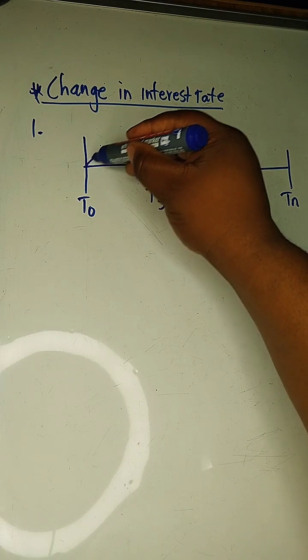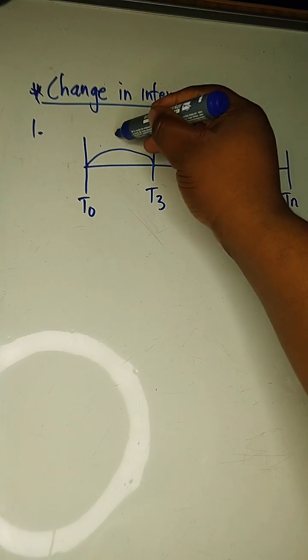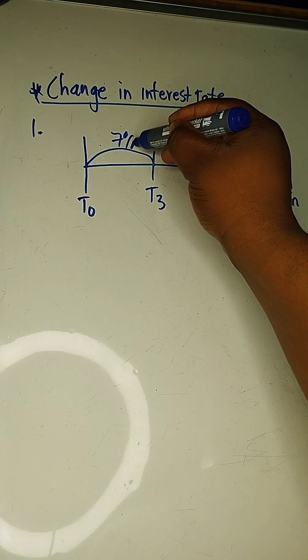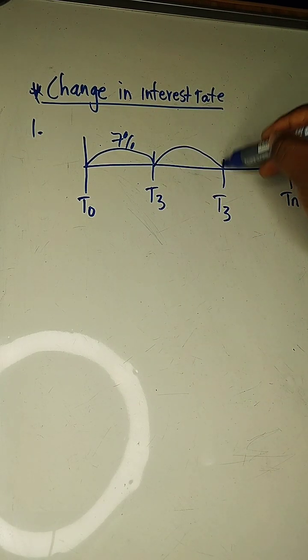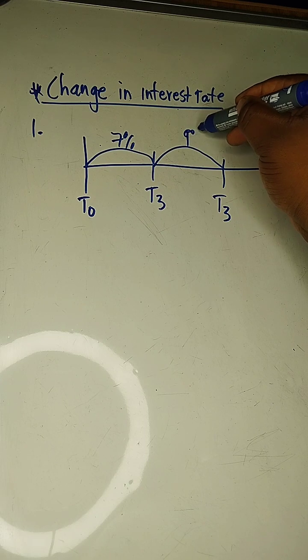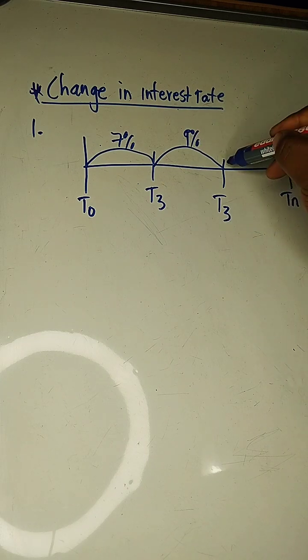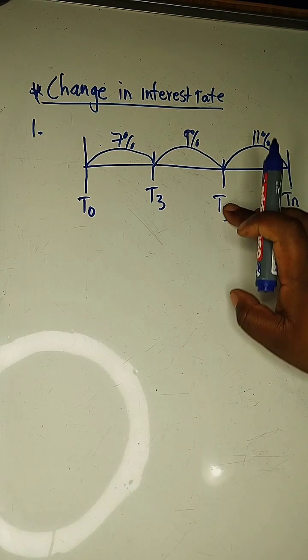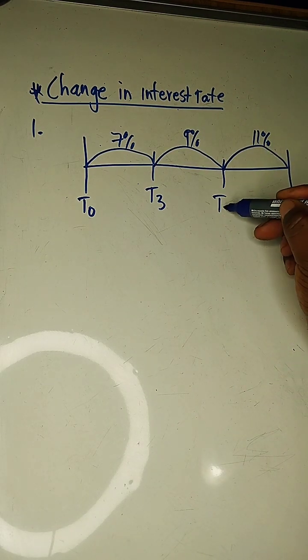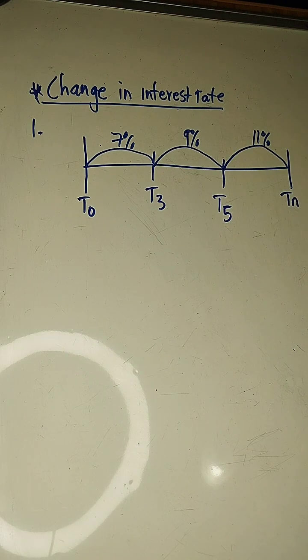Hence that means from here to here we have 7% per annum, and then from here to here we have 9% per annum. Then from here to here we have 11% per annum. That is the change in the interest rate. Sorry, here it's supposed to be T5. Now that is what we are having.